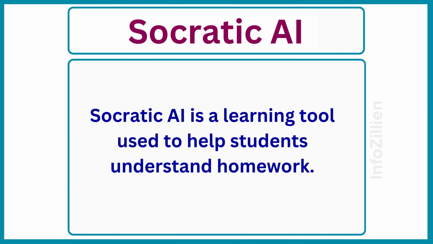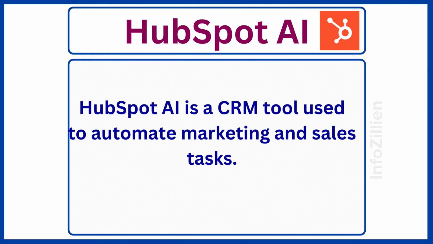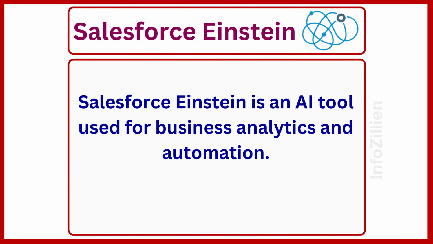Socratic AI is a learning tool used to help students understand homework. Canmigo is an AI tutor used to guide students in learning concepts. HubSpot AI is a CRM tool used to automate marketing and sales tasks. Salesforce Einstein is an AI tool used for business analytics and automation.